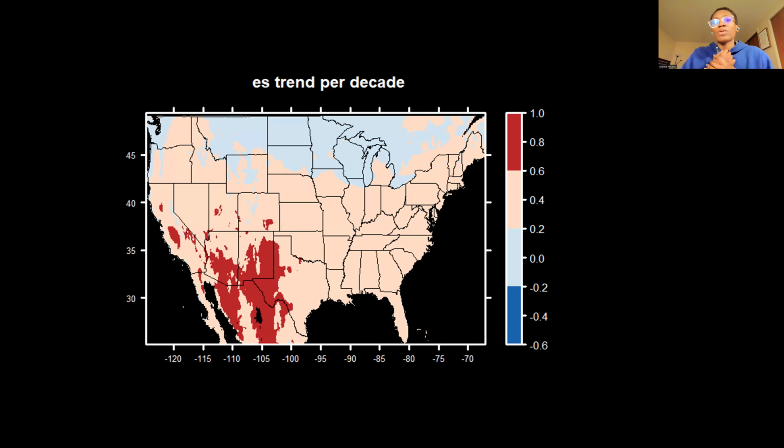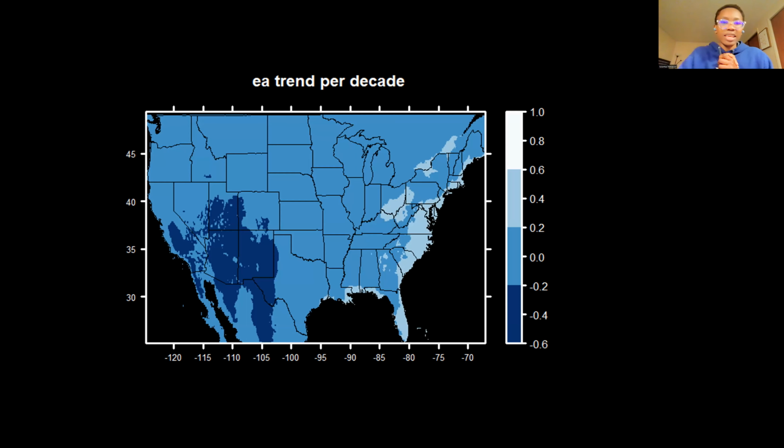First, this is the saturation vapor pressure trend per decade from 1981 to 2020. And from here, the first thing that comes up is that there's actually an increasing trend in saturation vapor pressure, which makes sense because if temperature is increasing, then of course saturation vapor pressure is also increasing. So most places are from 0.2 to 1, and just a few places in northern USA have a negative trend.